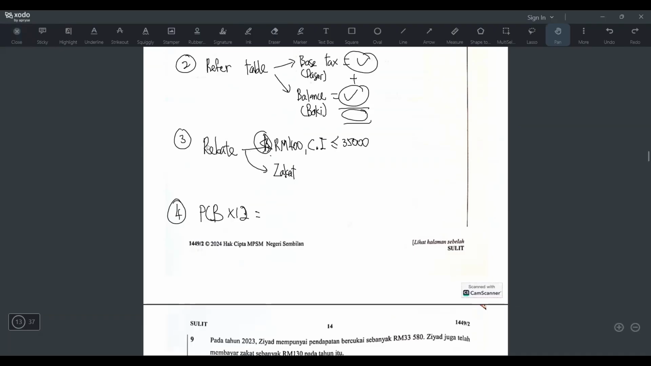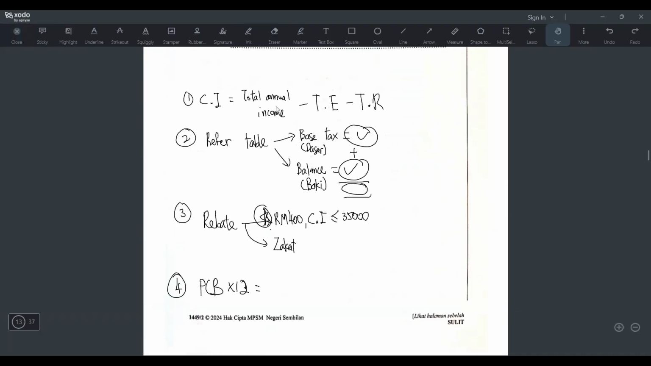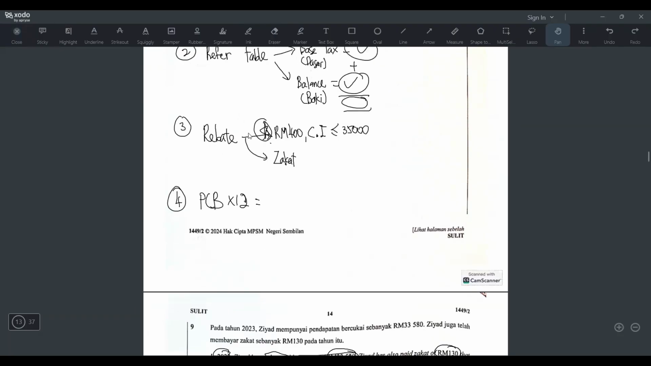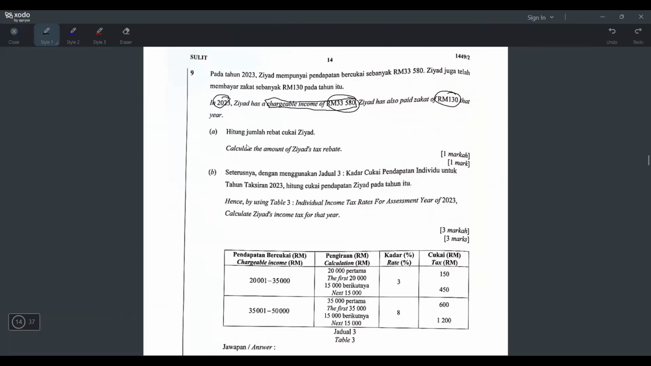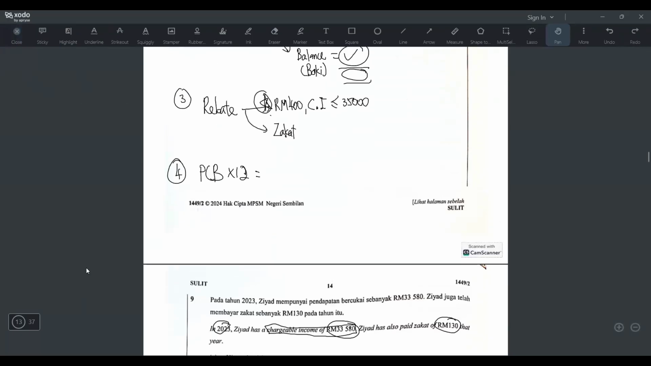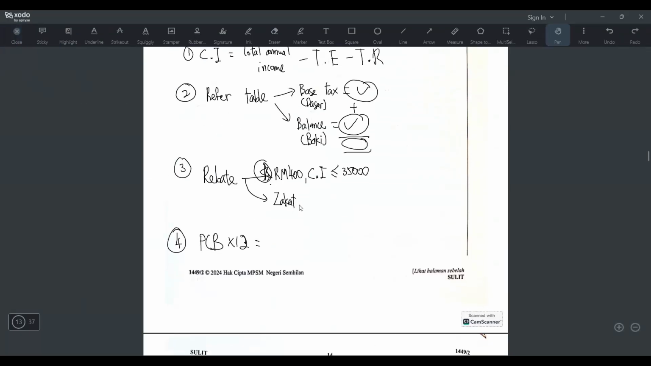Zakat is a rebate. Rebate, nobody minus first. Rebate they will minus almost at the end, right? So don't minus that. Okay, so A they say calculate amount of tax rebate. 130 is confirmed rebate, right? I just told you, zakat is a rebate. But you have to plus with 400 because your chargeable income does not exceed 35,000. I told you already, rebate, there's only two types you need to memorize. First is zakat, second is the 400.